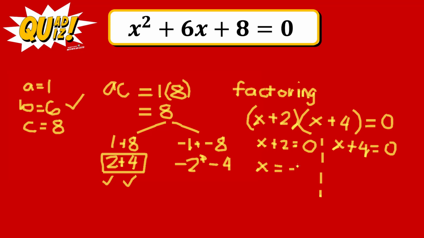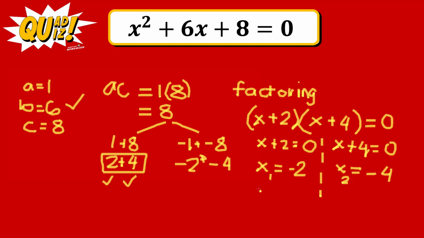The first value of x is negative 2. The second value of x is negative 4. You could say this is your x sub 1, this is your x sub 2, but in our answers earlier it was negative 4 and negative 2. So again, it won't matter because we are just looking for the set, and solution sets, or the solutions rather in a set, can be written in any order.